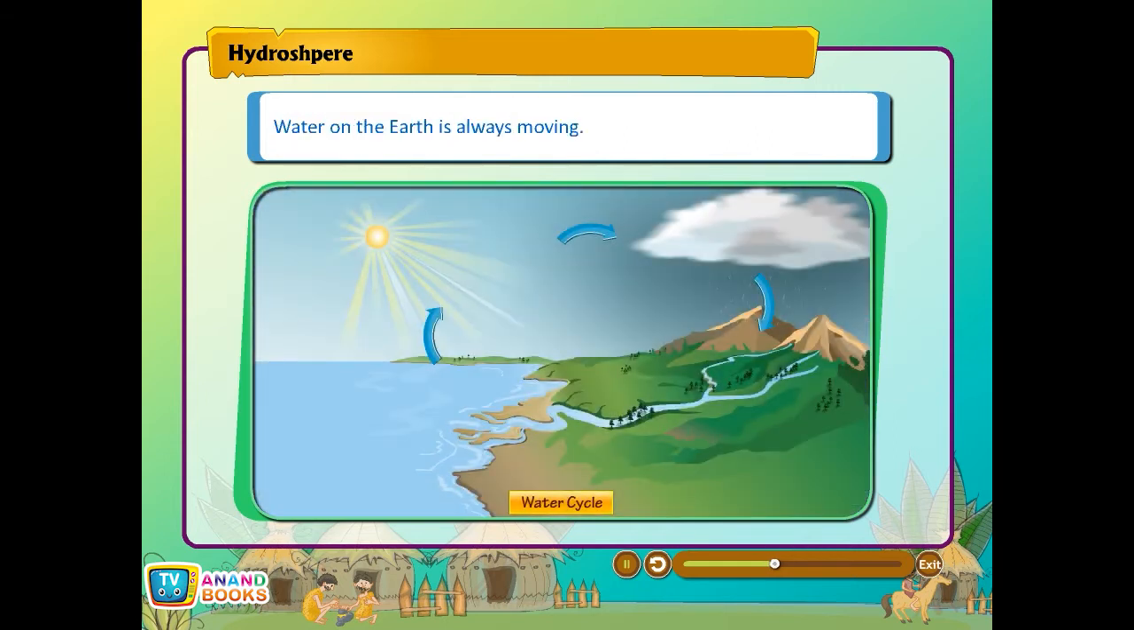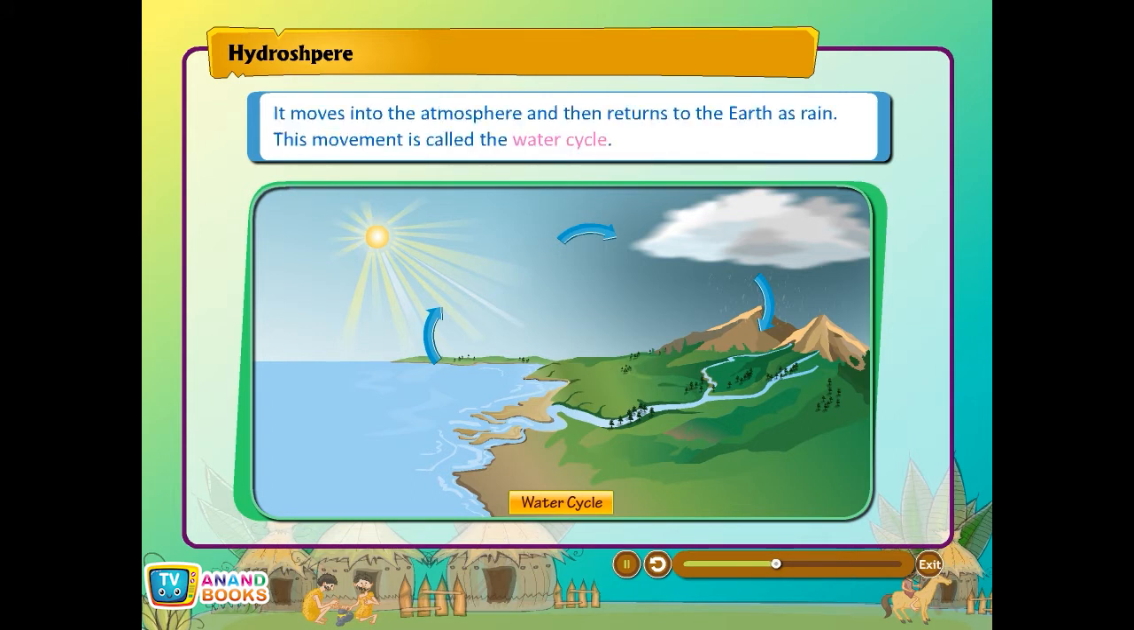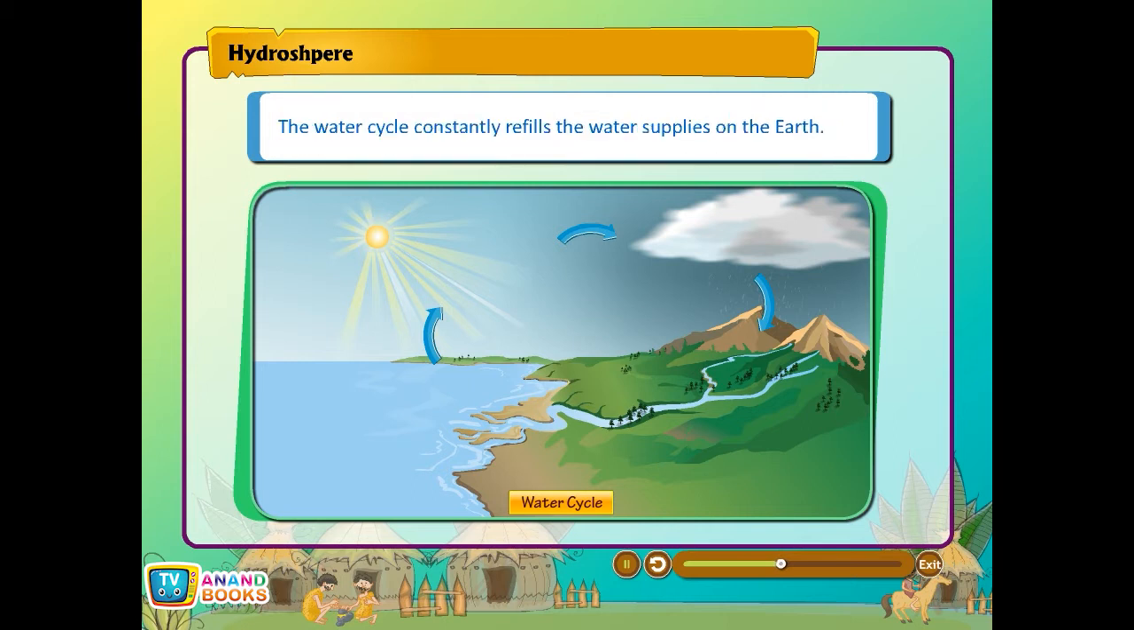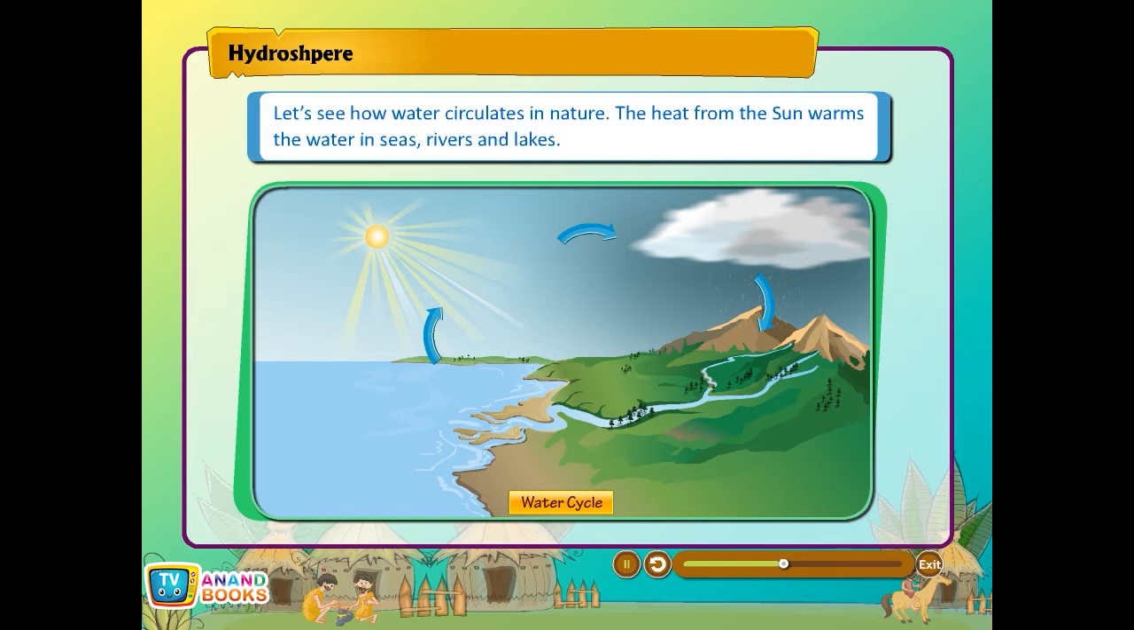Water on the Earth is always moving. It moves into the atmosphere and then returns to the Earth as rain. This movement is called the water cycle. The water cycle constantly refuels the water supplies on the Earth. Let's see how water circulates in nature.